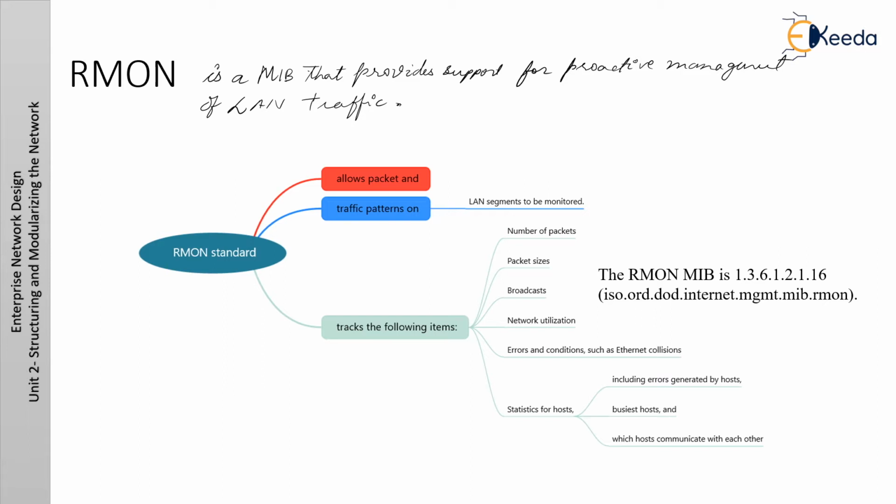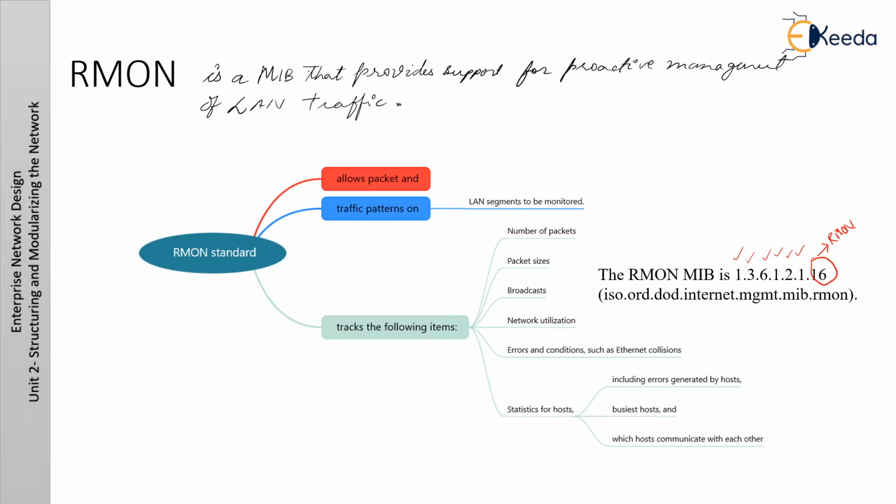And if we see the MIB of RMON, it is 1.3.6.1.2.1.16. So this shows RMON. Here we can see what is inside that RMON standard.